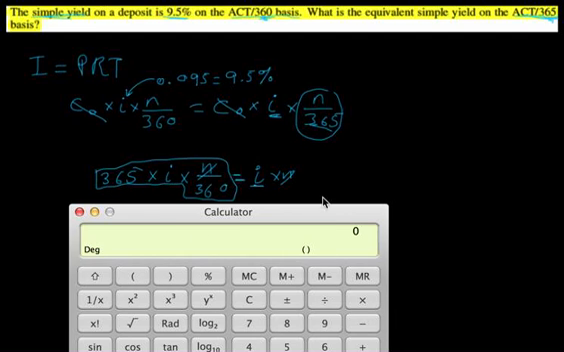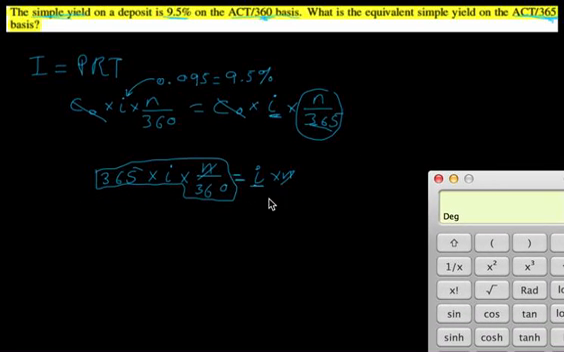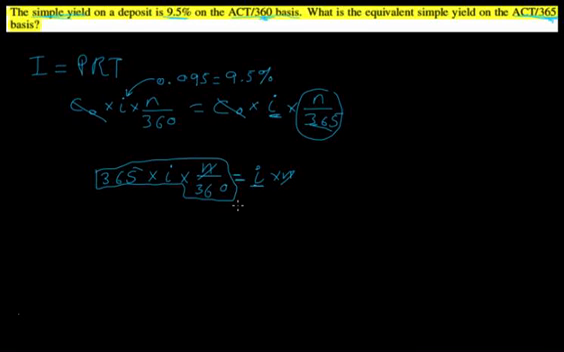So I'll just do 365 times 0.095 divided by 360, and that's going to equal 0.0963. So let's try that so we know I will equal 0.0963, which is also equal to 9.63%.